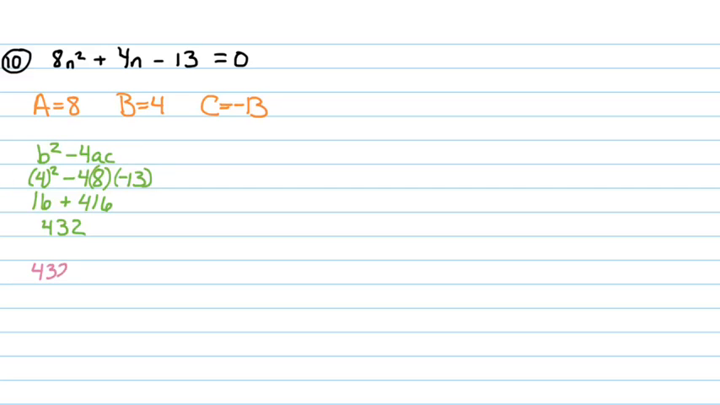So 432, I know it's divisible by 2, which gives me 216, which is divisible by 2, which leaves me with 108, which, when I divide that by 2, I get 54, which when I divide that by 2, I end up with 27. I'm now out of 2s I can divide by, so I need to go to 3. End up with 9. I'm going to divide that by 3. I end up with 3.